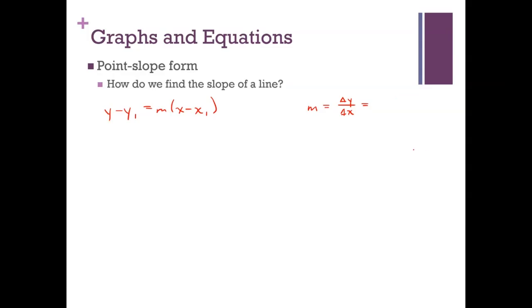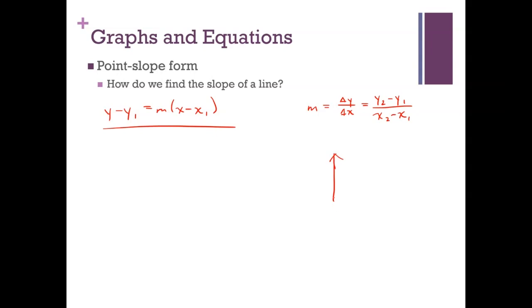How do I find delta y? Well, it's a change, so I'm going to find two y values and figure out how far apart they are. I'm going to find two x values and figure out how far apart they are. Point-slope form basically comes from the slope, except y1 and x1 are constants, not variables. So instead of x2 and y2, I'm just going to say that they're variable.